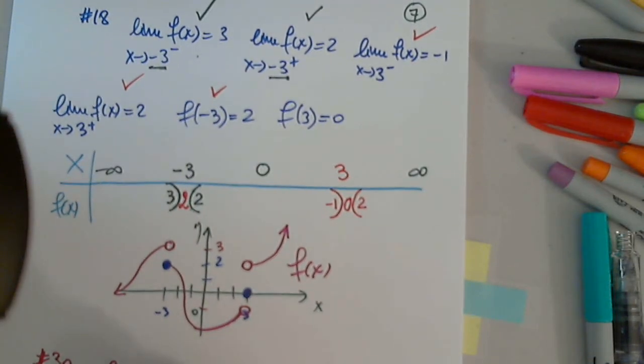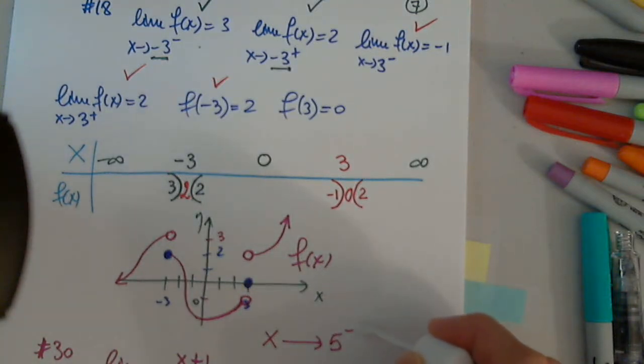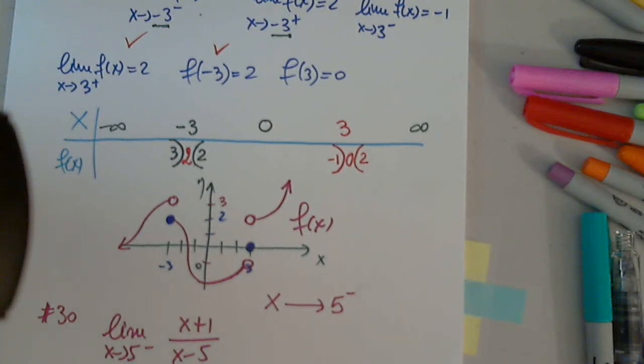So for 30 we have the limit as x approaches 5 from the left of x plus 1 over x minus 5. I'm going to stop sharing. Okay, so remember what I said this symbol represents? What did I say it represents? The direction it approaches. Approaches, very good. So x approaches 5 from the left, which means x is not 5.